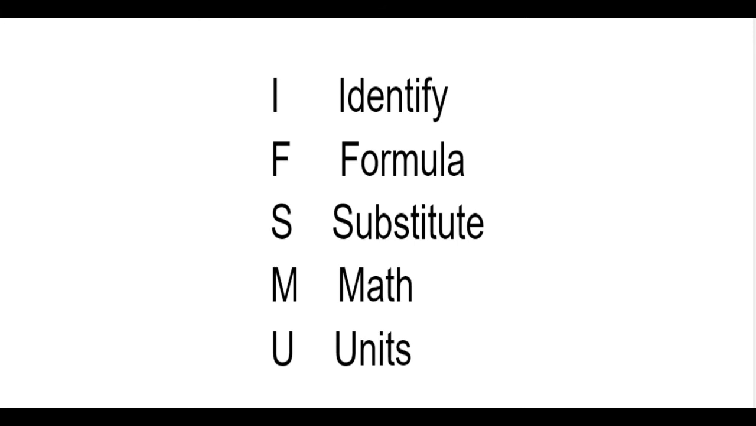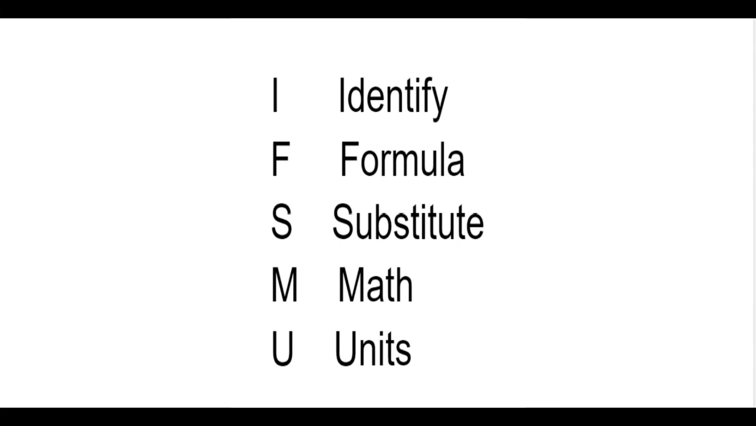I stands for identify, in which you list the variables that you would use in the following equations. F is for formula, where you write the formula that you would be using to solve the problem. S is for substitution, where you substitute the variables in the formula for the variables that you identified in the I section. M is for math, where you calculate the solution to the equation you created in the S section. And finally, U is for units, where you label your final answer with the appropriate units.